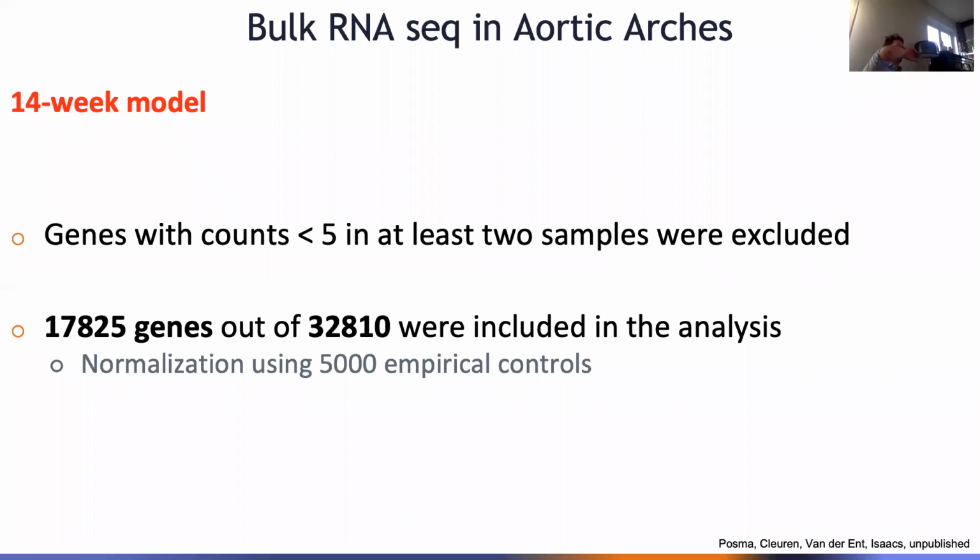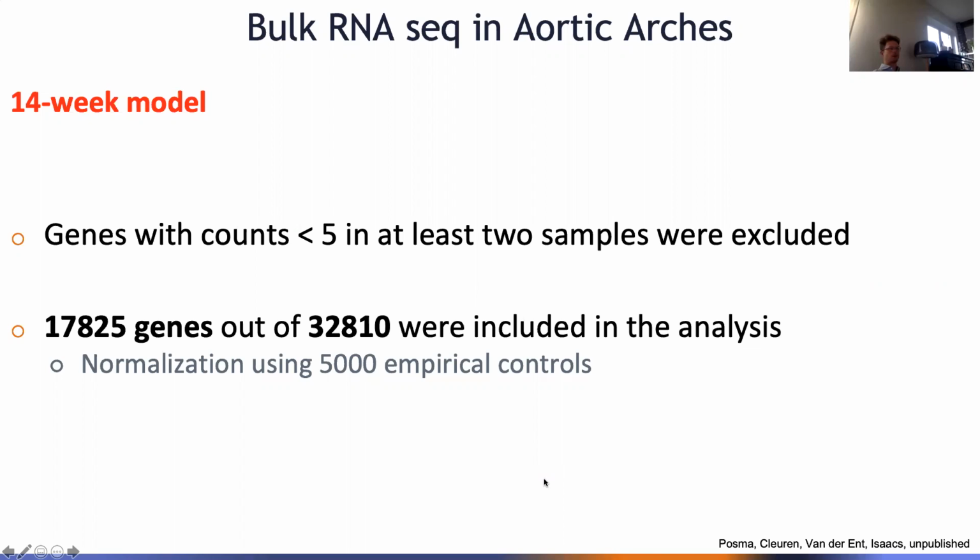We then further processed this data, and we started off by filtering out genes that had a lower count than 5 in at least 2 samples, just to clear off the noise in the data, because that would definitely affect your power in the end. So we started off with almost 33,000 genes, and after filtering out low counts, we ended up with 18,000 genes that we actually used in our analysis. We normalized them using 5,000 empirical controls.